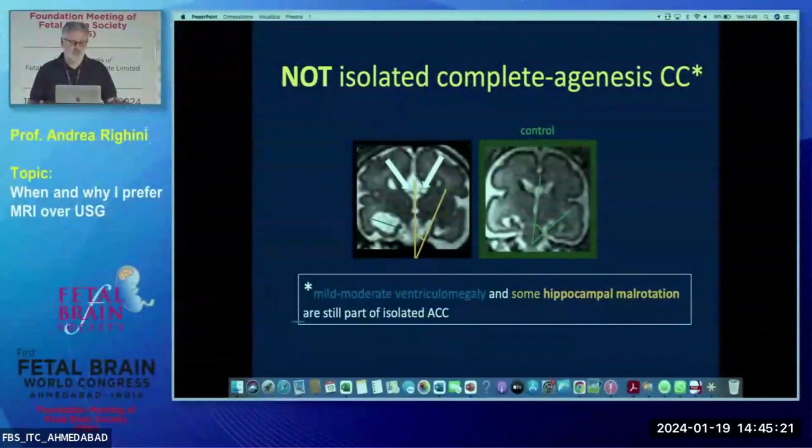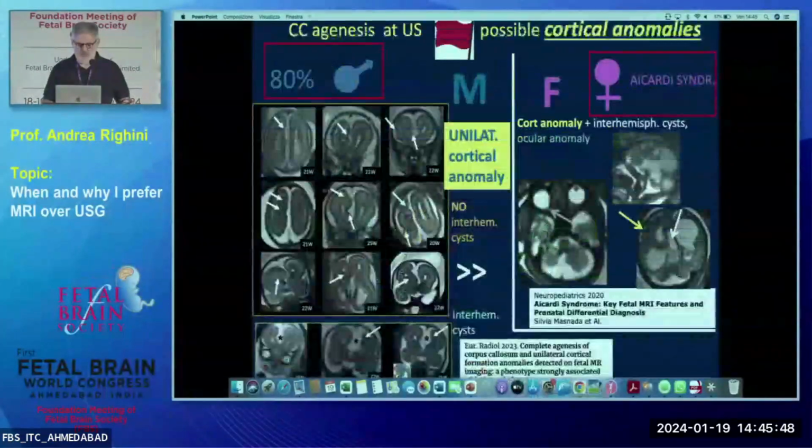It is very important, in a practical way, to determine when the corpus callosum agenesis is not isolated. Of course, as was said, there can be some ventricular dilatation and ventricular deformation, and some malrotation of the hippocampus, which is sort of paraphysiological, let's say, accessory to the isolated corpus callosum agenesis.